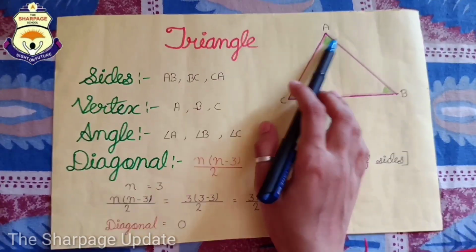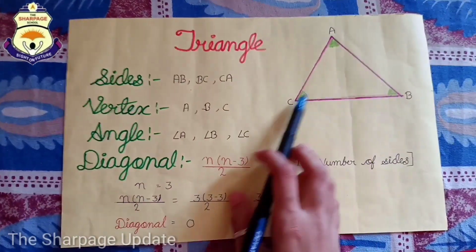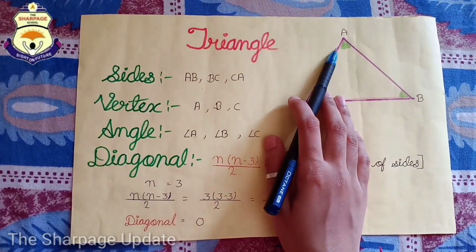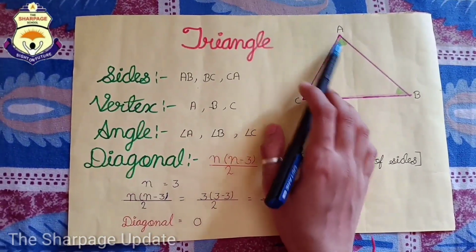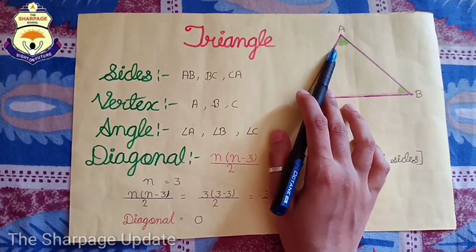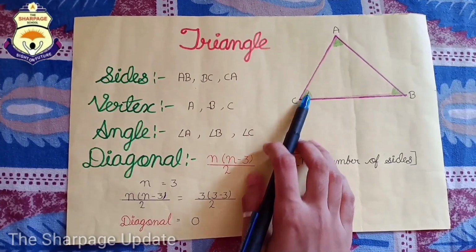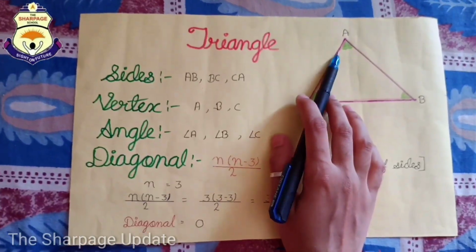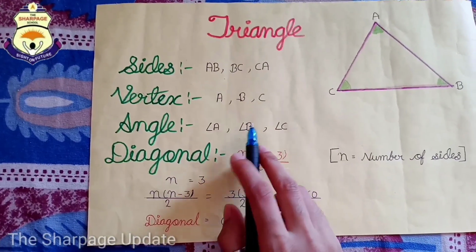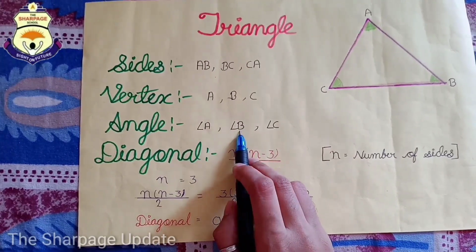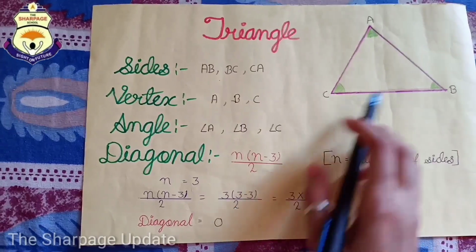This is a triangle ABC, and in this triangle the sides are AB, BC, CA. And can you tell me what a vertex is? A vertex is a point where two lines meet, and a triangle has three vertices A, B and C. What is formed between those sides? It's called an angle. So again, can you tell me how many angles there are in a triangle? A triangle has three angles: angle A, angle B and angle C.